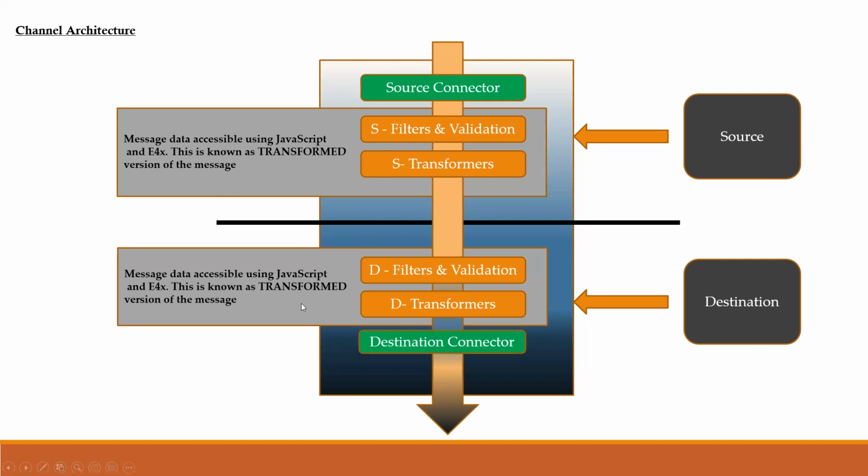Next, the message passes on to the destination connection. On the destination side, you will see that we have destination filters and transformers. Similarly to what we did in the source transformer, you can do the same thing in destination transformers. Once the destination transformers are applied, there will be a final message that is ready, and you will send the message to the destination connector. The destination connector has its own configurations to deliver the message to a certain destination.